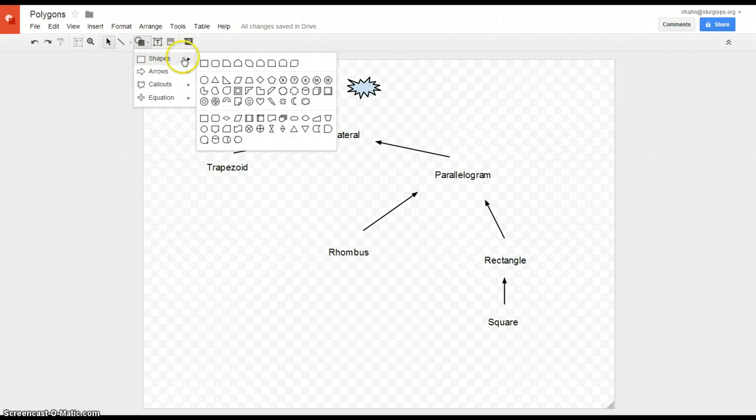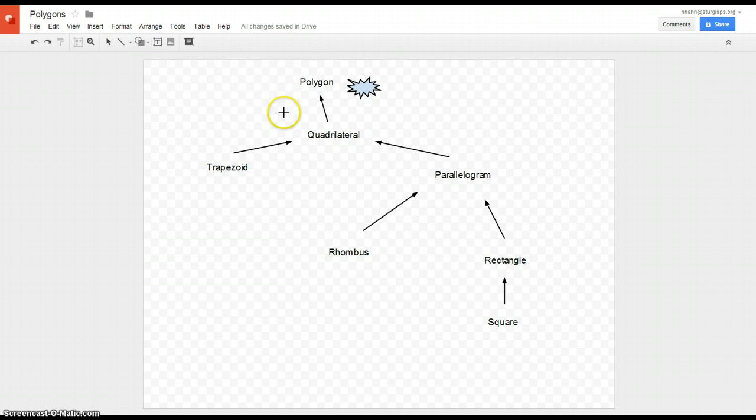So I'm going to just show you a quadrilateral. I'm going to draw a four-sided shape. It could be anything as long as it has four sides and it's closed and those sides are straight. So we'll go with this shape here, and I'm going to draw it right below the quadrilateral. So this is a quadrilateral. It has four sides. Those sides are straight and it is closed.